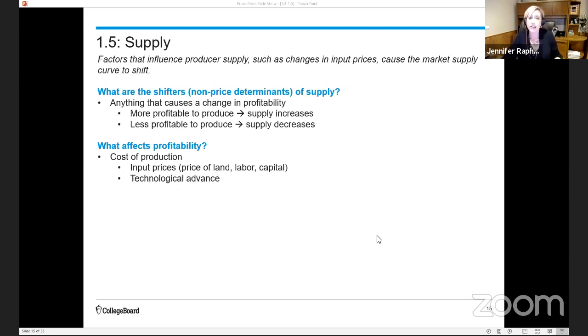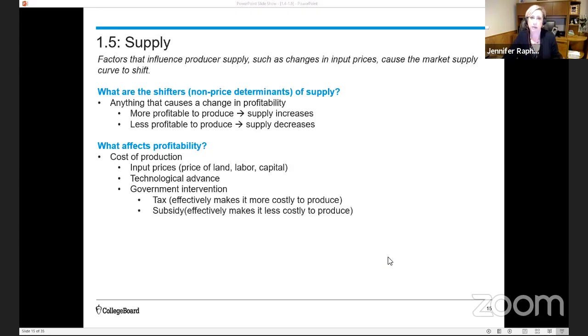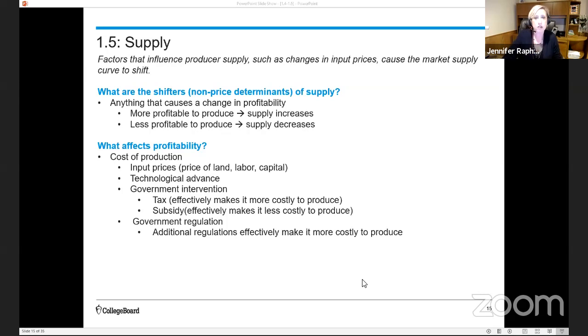Technological advances, in general, need to be understood as something that makes it cheaper to produce and is going to lead to an increase in supply. Government intervention in a market in the form of taxes and subsidies will also affect profitability. If the government levies a tax on a good or a tax on producers, it effectively increases the cost of production, makes profits go down, makes supply go down. A subsidy effectively makes it less costly to produce. Governments can also regulate businesses. Additional regulations in general effectively make it more costly to produce, whereas deregulation effectively makes it less costly to produce.